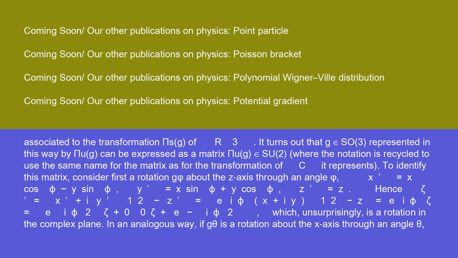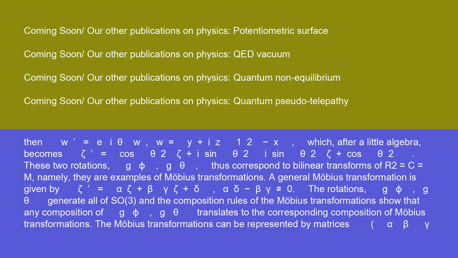In an analogous way, if g_theta is a rotation about the x-axis through an angle theta, then w prime equals e^(i theta) w, where w equals (y + iz)/(1/2 - x), which, after a little algebra, becomes zeta prime equals (cos(theta/2) zeta + i sin(theta/2)) / (i sin(theta/2) zeta + cos(theta/2)). These two rotations, g_phi and g_theta, thus correspond to bilinear transforms of R2, which is isomorphic to C, isomorphic to M. Namely, they are examples of Mobius transformations.